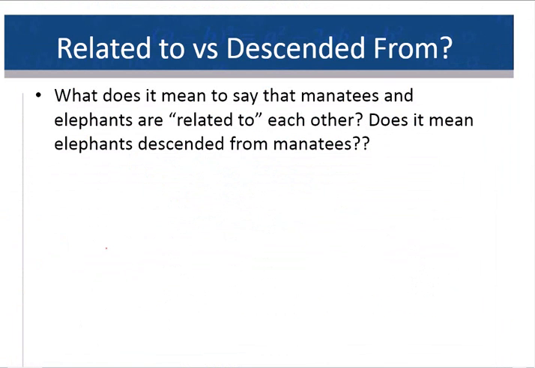So what do we really mean when we say that manatees and elephants are related to each other? Do we mean that elephants descended from manatees, or vice versa, that manatees descended from elephants? What do you think? Hopefully you would say no to the second question. Just being related to does not mean the same thing as descended from. I can give you a real quick example to illustrate that.